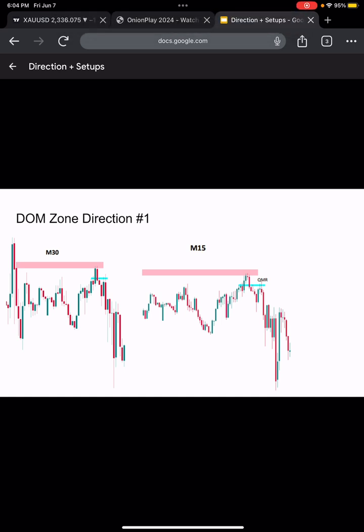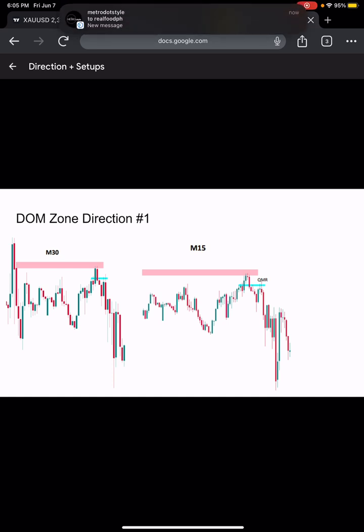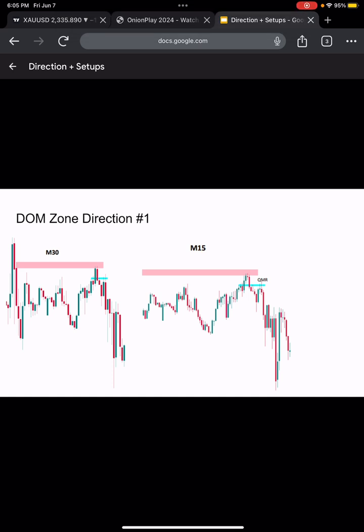So this is essentially what it would look like in terms of how you would draw the zone, as well as the setup. If you're looking at the 30-minute time frame, you can see that the head of the setup, which is the QMR, is in line with direction. And that's what you want. You want the head of the setup to be in line with direction. So on the M30, price created the double Mariposa, which is the first direction. I call it Dom zone direction, Dom zone 1.